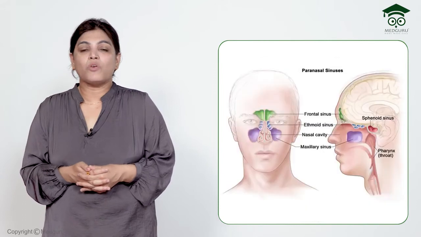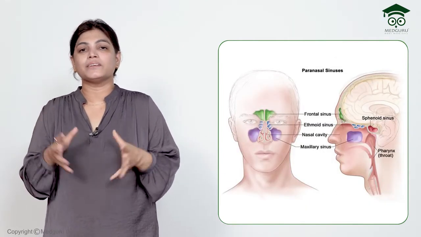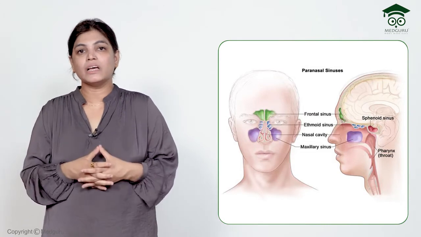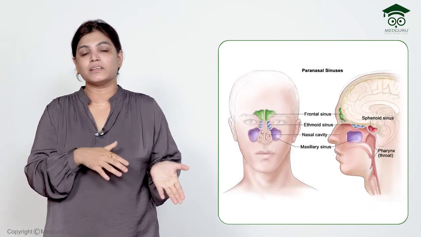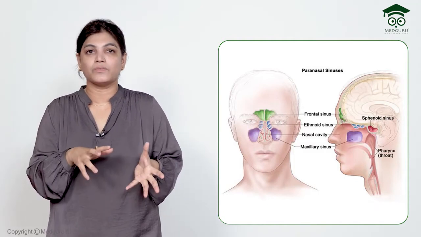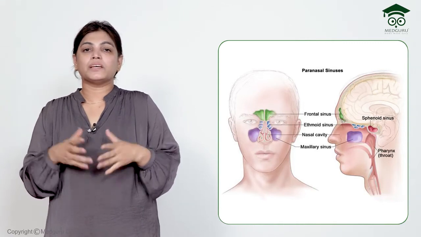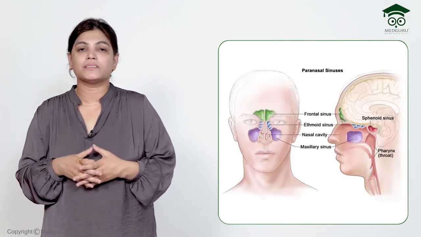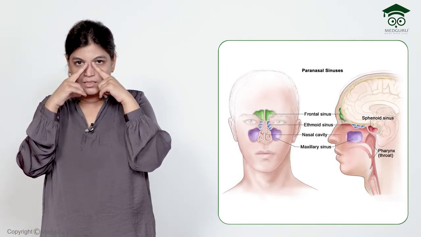Now coming to the ethmoidal sinuses, generally ethmoidal and sphenoidal sinusitis is not involved in isolation. They are involved along with the other sinuses. That means if the maxillary sinus or frontal sinus is involved, along with this, these sinuses also get involved. Generally, if the ethmoidal sinus is involved, the person will complain of pain at the root of the nose, like this.